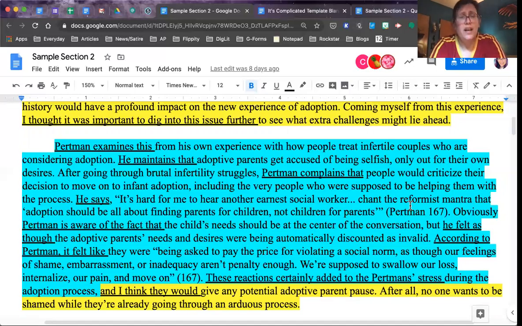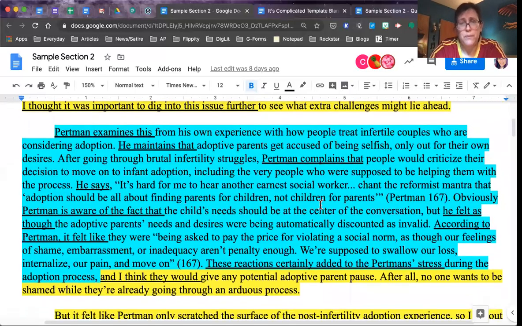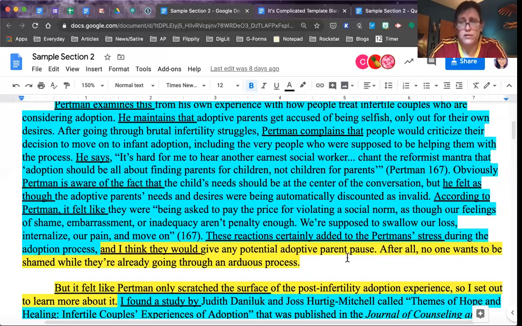According to Pertman, it felt like they were, quote, being asked to pay the price for violating a social norm, as though our feelings of shame and embarrassment or inadequacy aren't penalty enough. We're supposed to swallow our loss, internalize our pain, and move on. 167. These reactions certainly added to the Pertman stress during the adoption process, and I think they would give any potential adoptive parent pause. After all, no one wants to be shamed when they're already going through an arduous process.